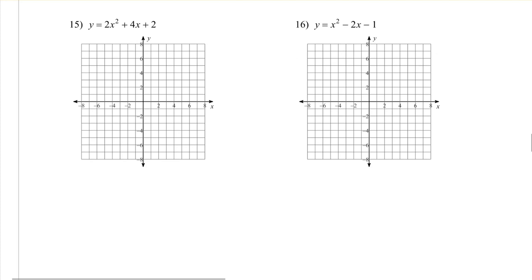15. Standard form here. So we need to find our x equals -b over 2a. We need to find our vertex, our x value of our vertex. So b is 4, a is 2. That makes -4 over 4. So that's x equals -1. That's our axis of symmetry.